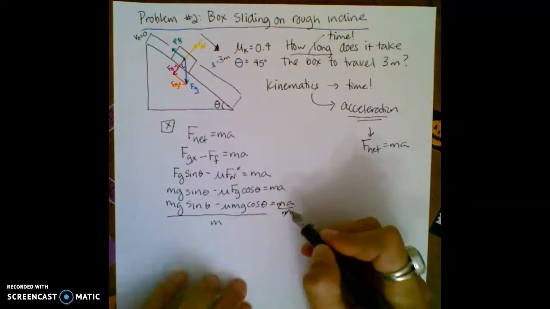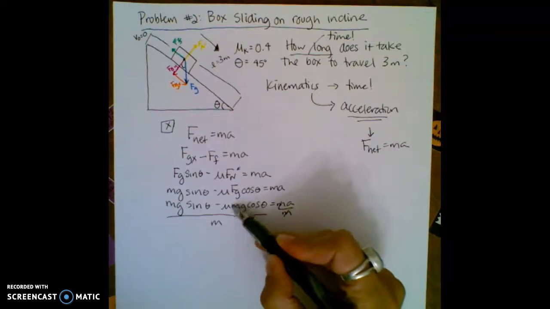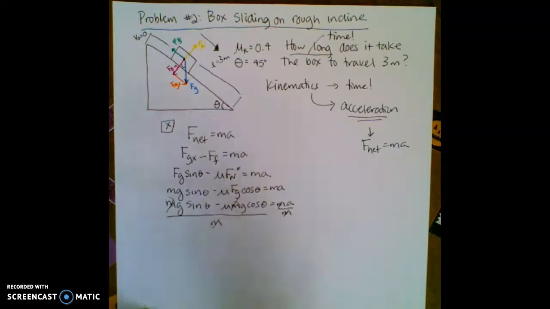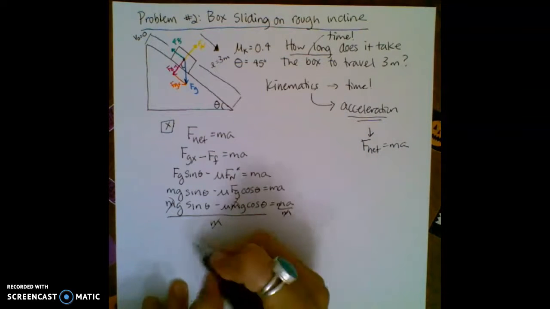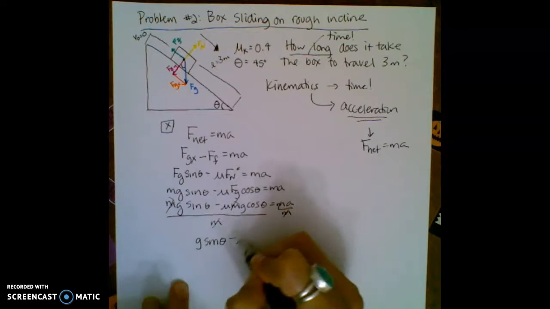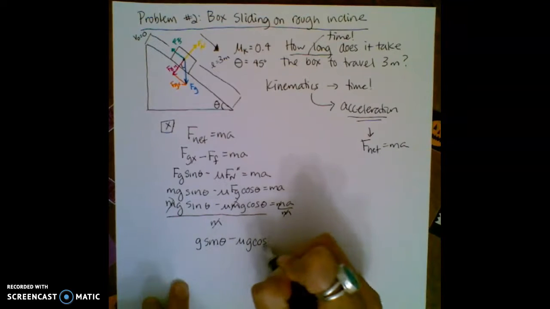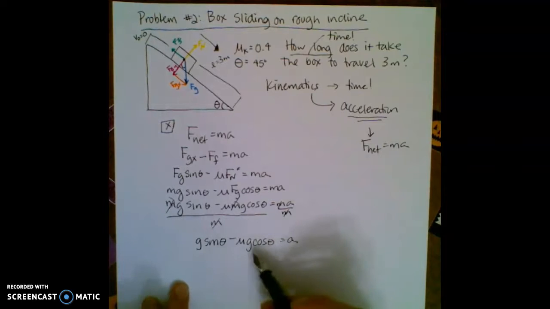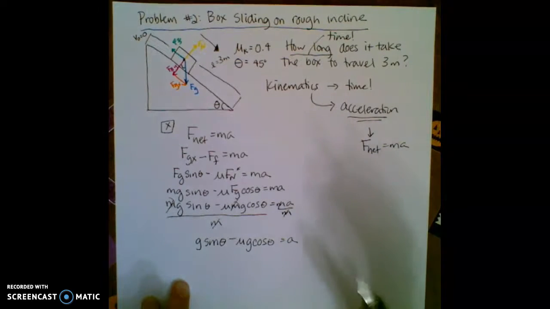And because mass is in each term, there's a mass here and a mass here, I can drop mass out of my equation altogether. Okay? And so I'm left with g sine theta minus mu g cos theta is equal to the acceleration. Now, if you want to simplify this further, you could pull g out as a common factor, but you don't have to. We're just going to do the math from here on out.